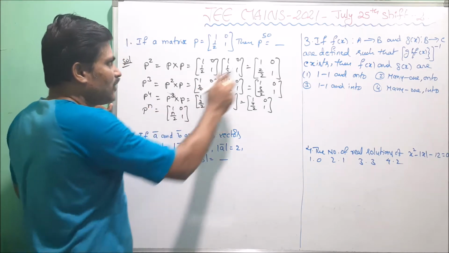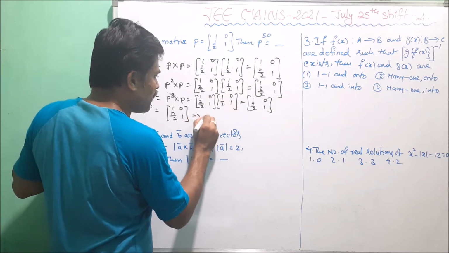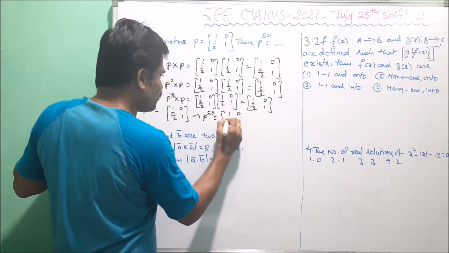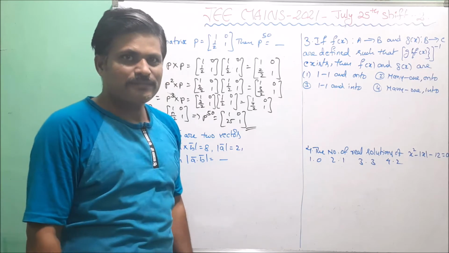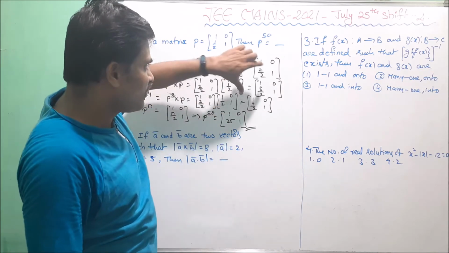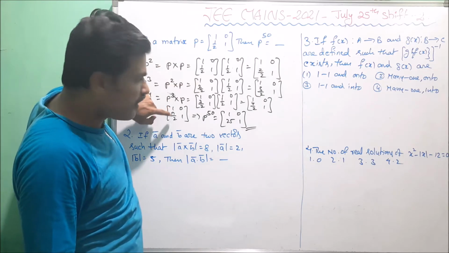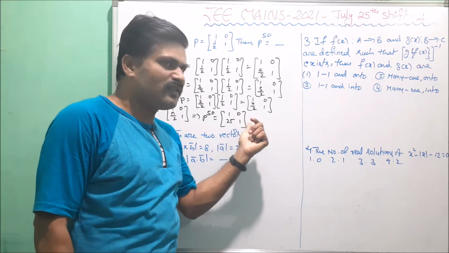Now in place of n we substitute the value 50, which implies P power 50 is [1 0; 50/2 1], that is 25 and 1. So this is our answer. Here we generalize this type of matrices and write P power n equals [1 0; n/2 1]. Then P power 50 equals [1 0; 25 1]. This is the answer.